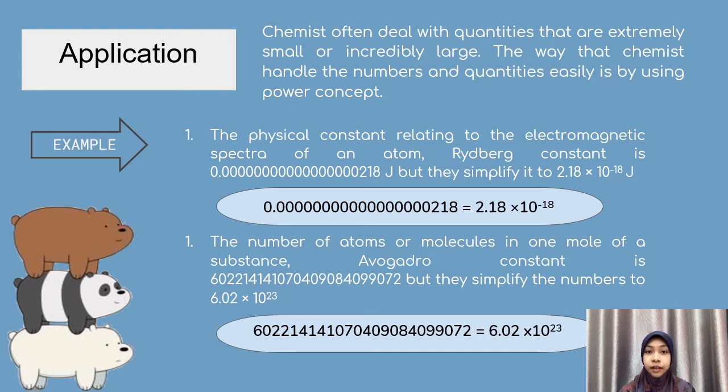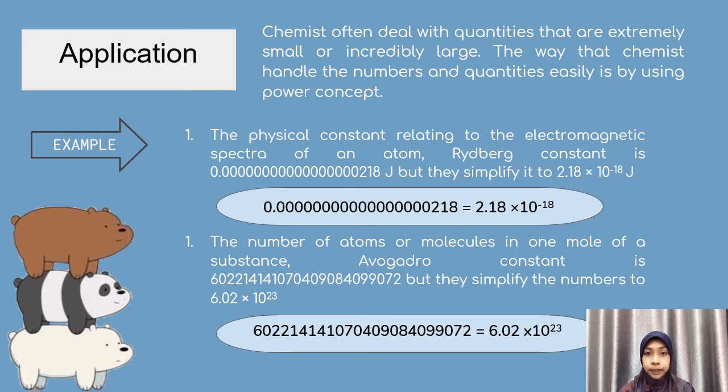The first one is the Rydberg constant. The Rydberg constant is a physical constant related to the electromagnetic spectra of an atom. If we take a look at the numbers, it has about 17 zeros in total. So by applying the power concept, we can simplify the number to 2.18 times 10 to the power of negative 18.